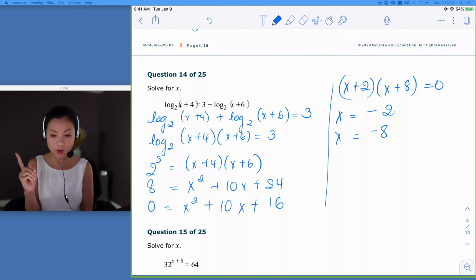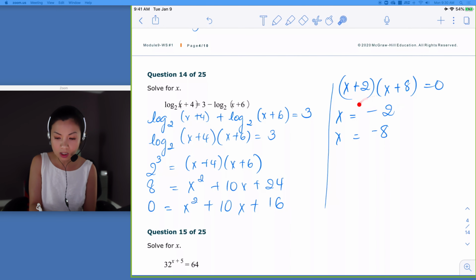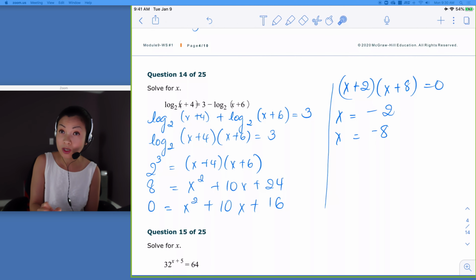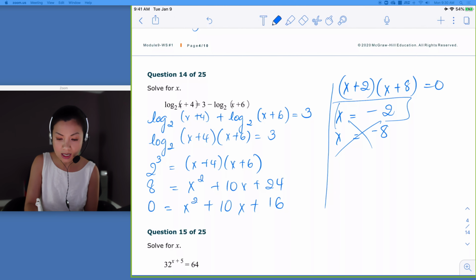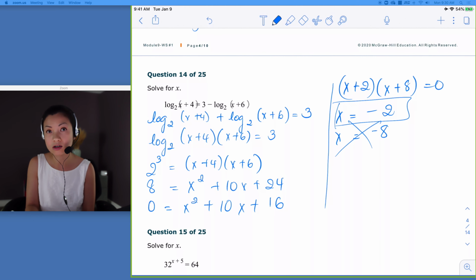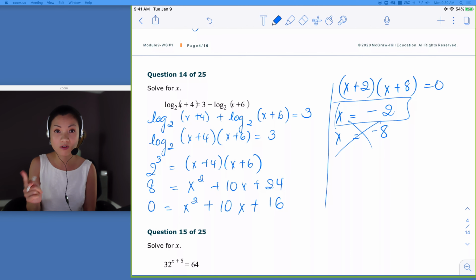Now this is important, right? We're going to have to go back and plug negative 8 in the original, plug negative 2 in the original. When you plug negative 8 in the original, you're going to end up with a negative 4 in here, a negative 2 in here. That's bad. So we have to cross it out. So your only solution is negative 2 because you plug it in, you get a positive number. That's very important. So for log, make sure you check your solution.